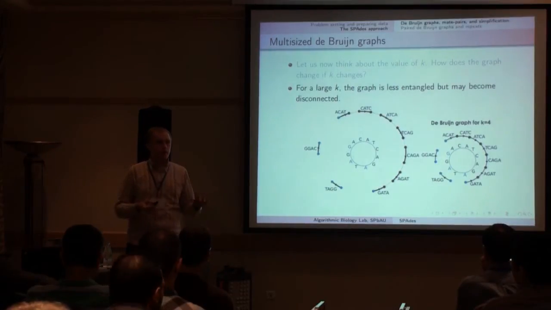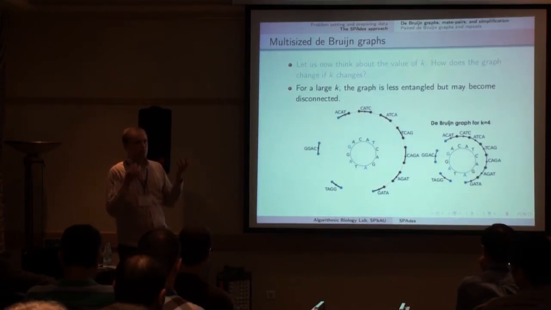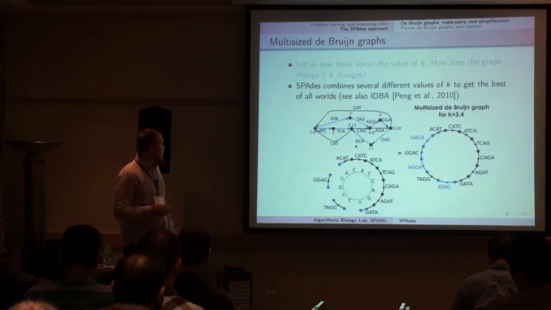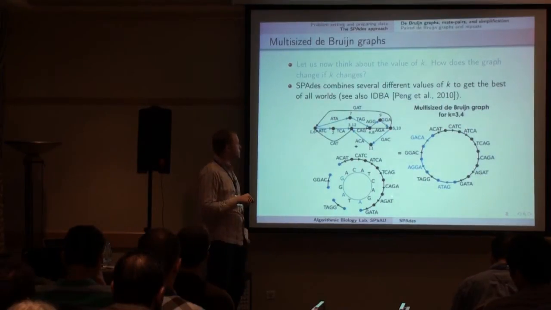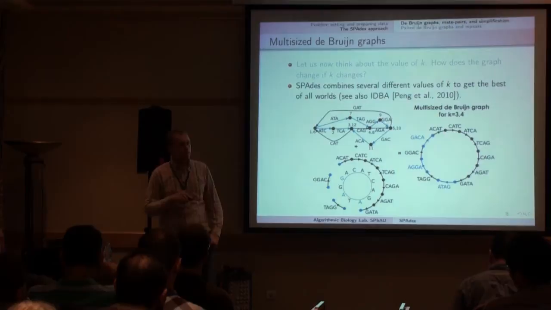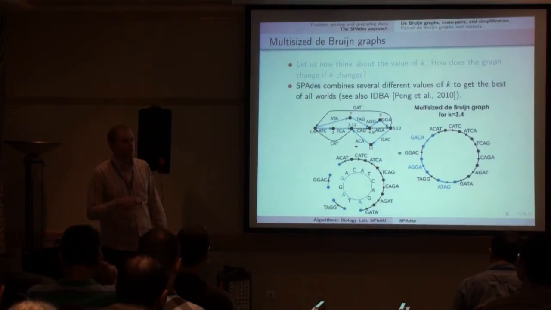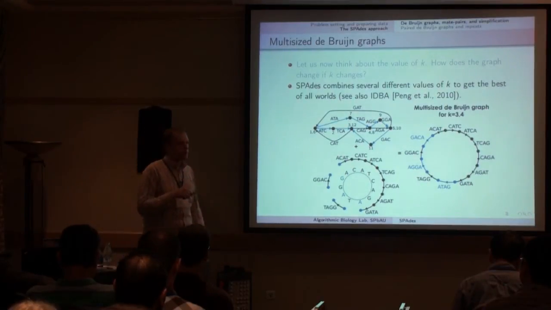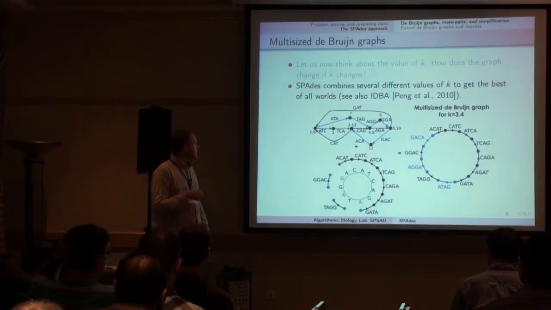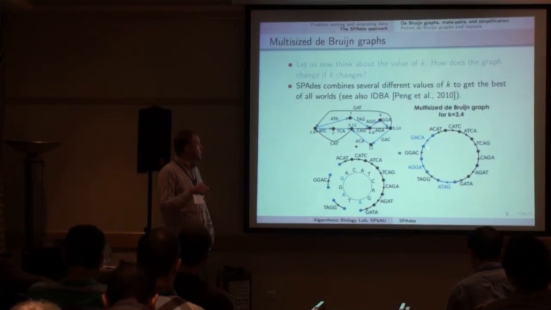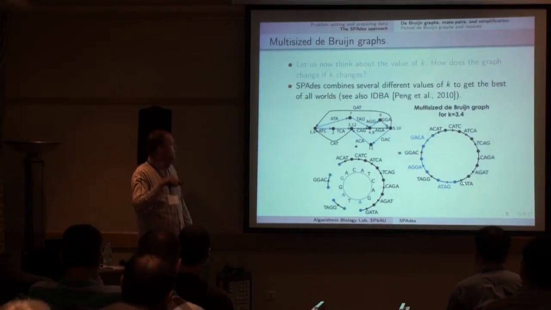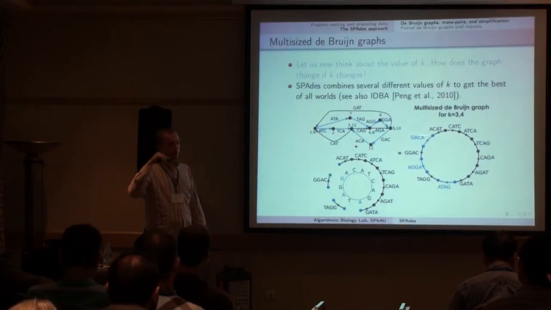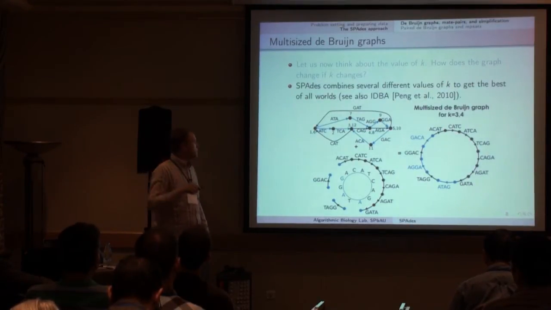For small k, you have a highly connected but entangled graph. For large k, you get a disconnected but less entangled graph. So what SPAdes does here is to use the so-called multi-size de Bruijn graph. At least the idea of the multi-size de Bruijn graph, which was introduced by the IDBA assembler in 2010. The idea is that you construct a graph for a large k, then you try to close the gaps based on the graph constructed from smaller k. And this is what SPAdes does also.